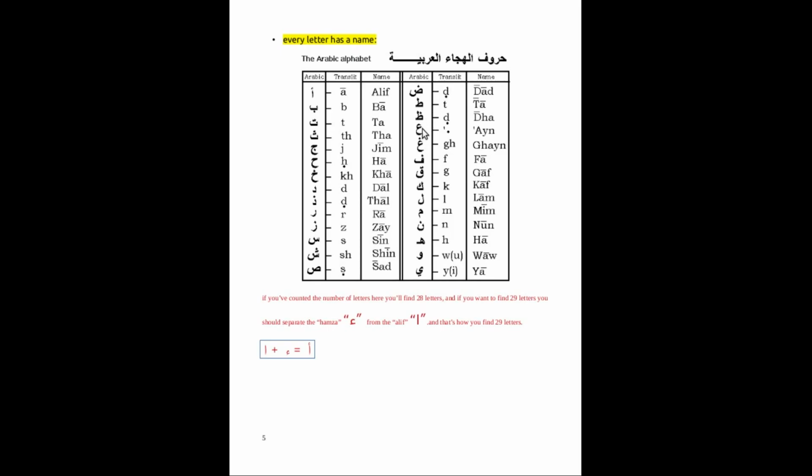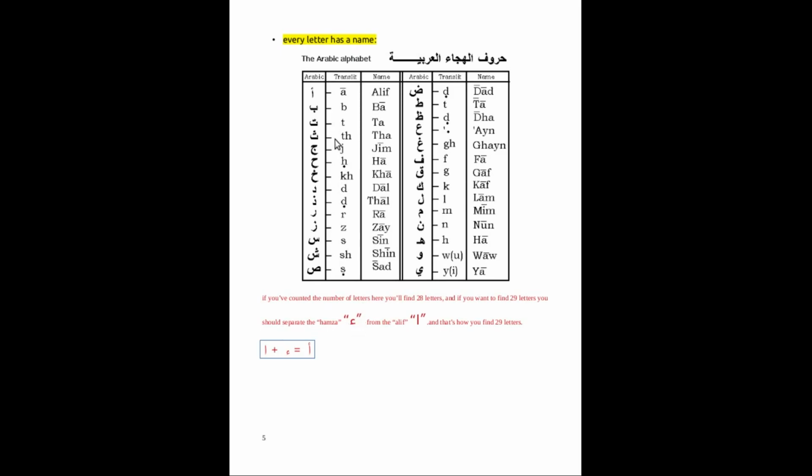And ra, like in French, robot, and fa, qa, also this is a new sound, qa, and kaf, qaf, I forgot to say the names, qaf, kaf, lam, mim, nun, ha, waw, ya. As simple as that. So if you have counted the number of letters here, you'll find 28 letters, and if you want to find 29 letters, you should separate the hamza.